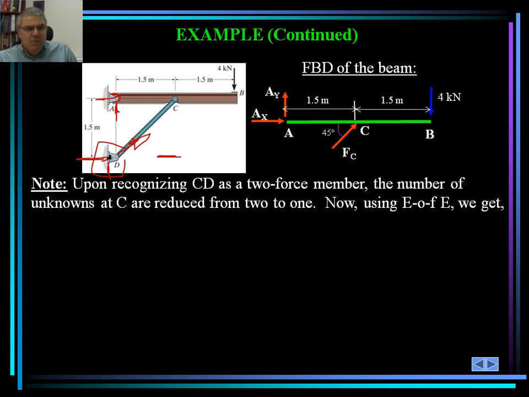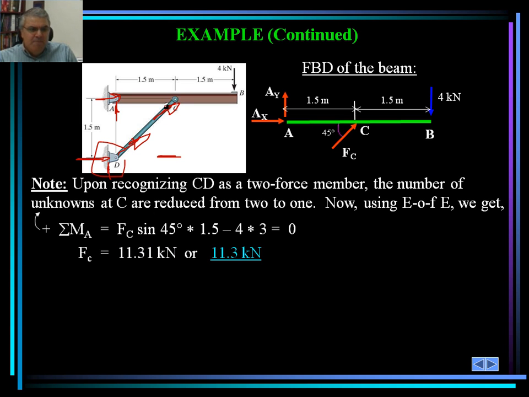So we would recognize first that if there are any 2 force members, we realize right away that CD is a 2 force member, as you can see, and as such, the number of unknowns at C are reduced from 2 to 1, and that will be only the reaction of the support at C. Then if we use the equations of equilibrium, we would get the summation of moment about point A. And how many unknowns do we have?